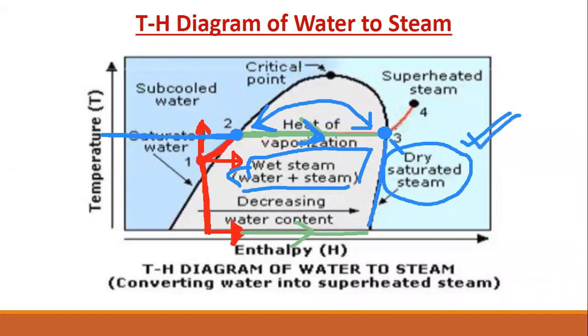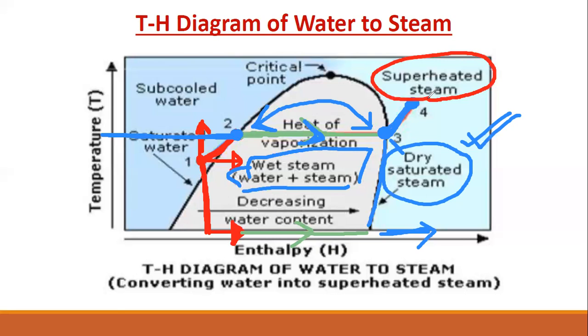And after that, if I give more heat, the steam will capture that heat, and we all know that heat increases the temperature. So if I give more heat, the temperature will also increase. After some time we will get a certain amount of steam where the temperature is very high, greater than 100 degrees Celsius. That steam we will call superheated steam. Superheated steam is also a dry steam, with no water particles, but its temperature is very high, greater than 100 degrees Celsius, or greater than the temperature of the boiling point.